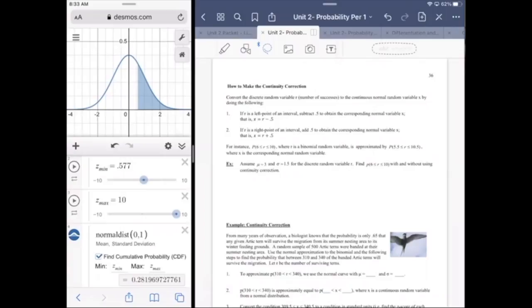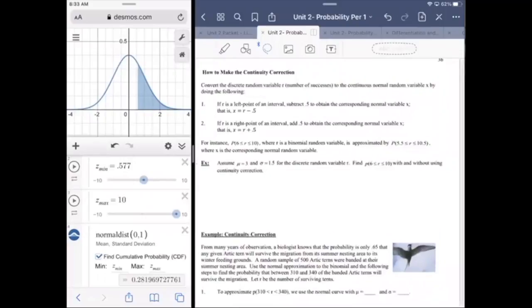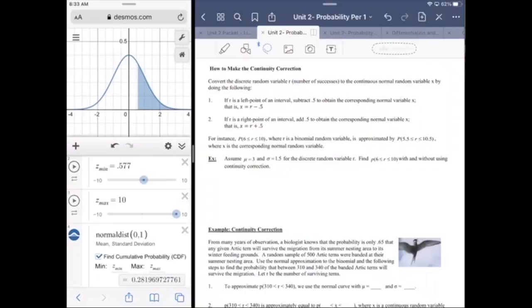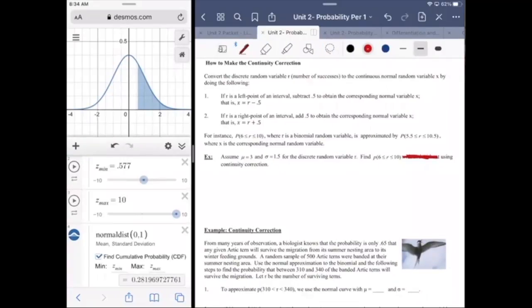Assume mu is equal to 3 and sigma is equal to 1.5. And we're looking to find the probability of getting some value between 6 and 10. And you know what? I'm going to amend this problem to say using continuity correction. First, we convert it over, make our continuity correction. So probability, we're between 6 and 10. This is going to correct to 5.5 to 10.5.